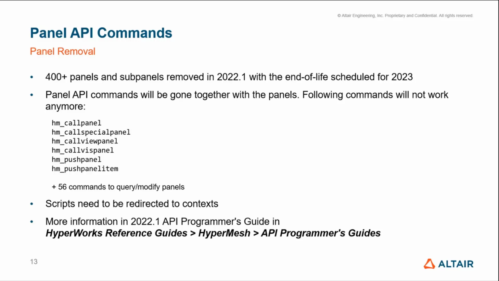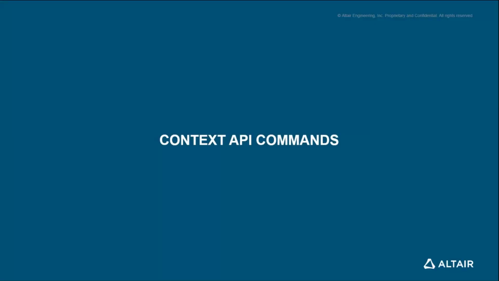From, again, scripting perspective, this is covered in a bit more detail in the API Programmer's Guide. So you can find the full list of commands that are affected or will be affected by the complete removal, and also useful links to the new set of commands that are related to contexts. And with that, really, the big question is, so how can I replace these commands in my script, or what should I replace them with? And yeah, the answer is context API commands, which is the next topic on our list.